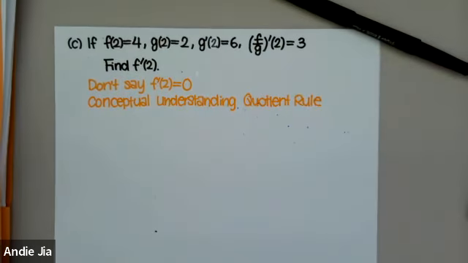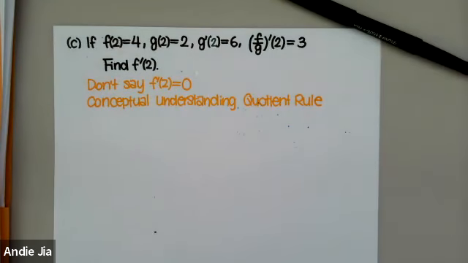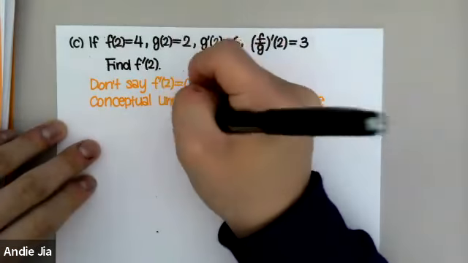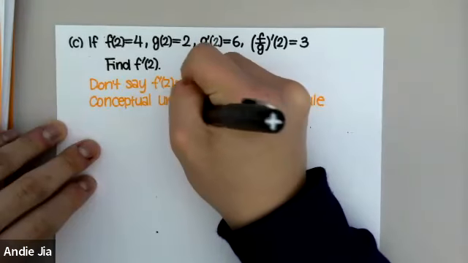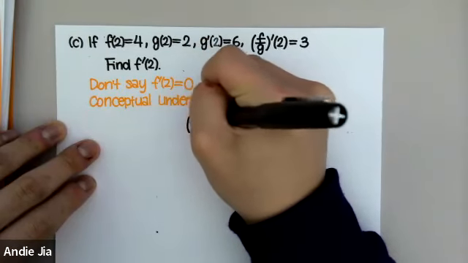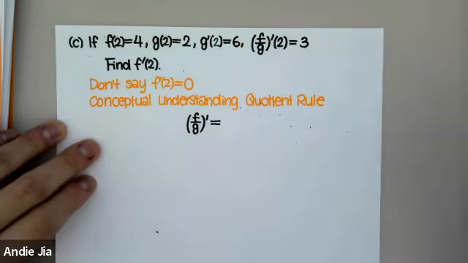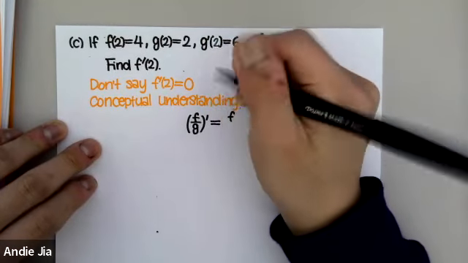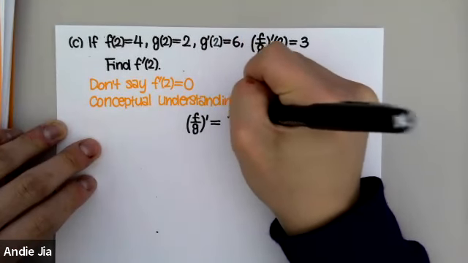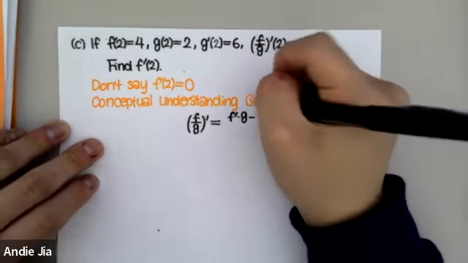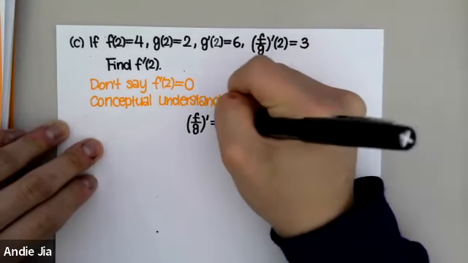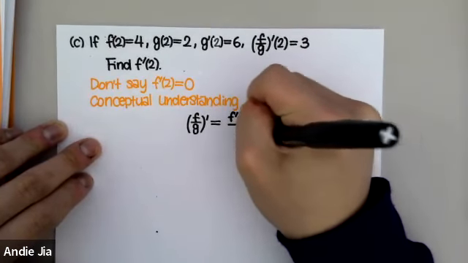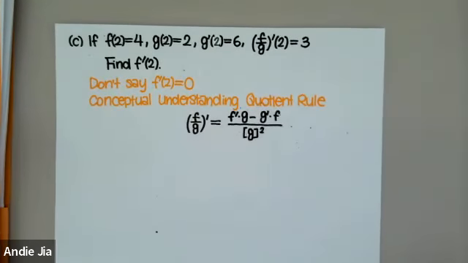So what is the quotient rule? It's going to be f prime of x times g minus g prime times f, and then over g squared, right? So this is the quotient rule.